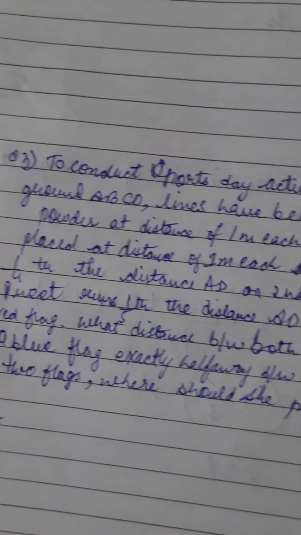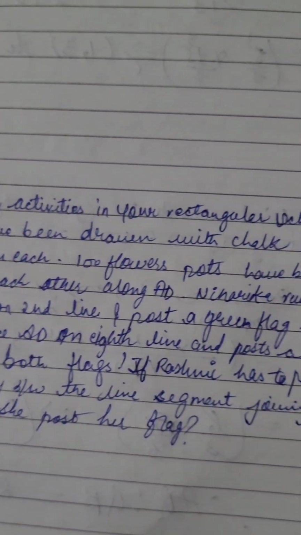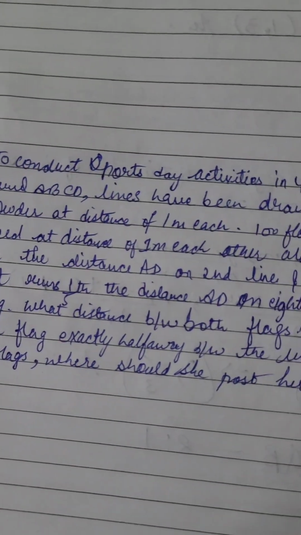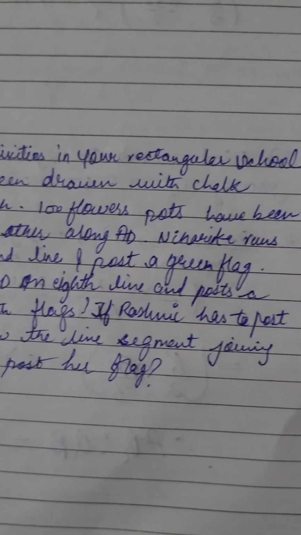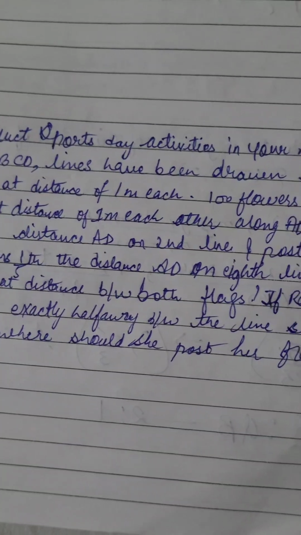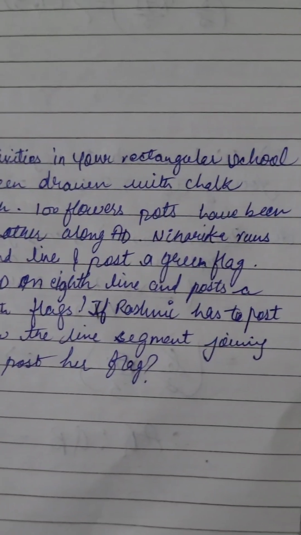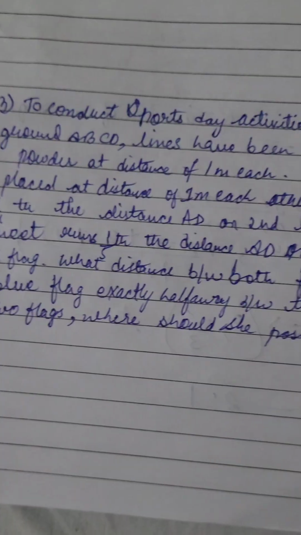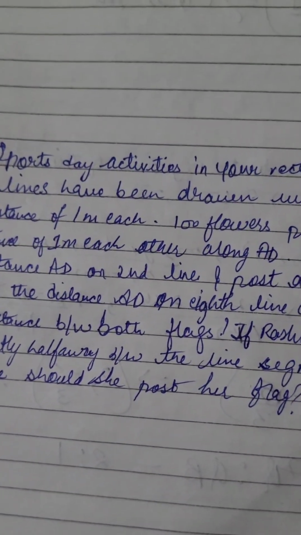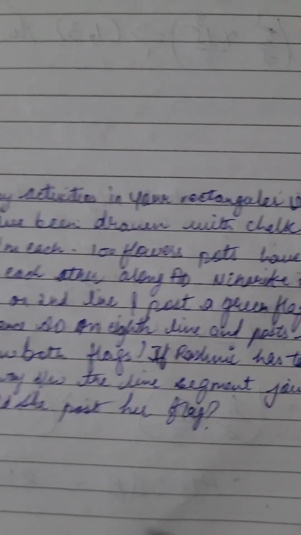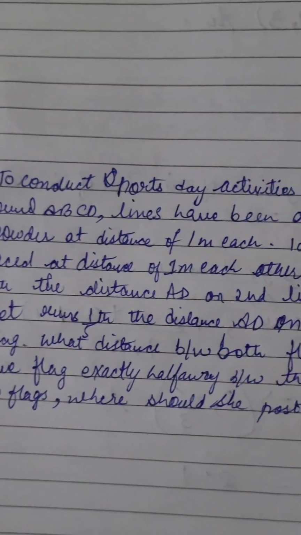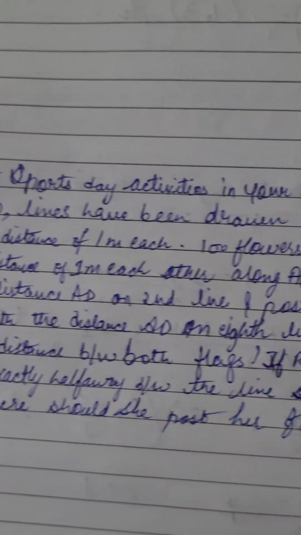Question number 3 says: to conduct a sports activity in a school playground that is of rectangular shape ABCD, lines have to be drawn with chalk powder at a distance of 1 meter each. 100 flower pots have been placed at a distance of 1 meter from each other along AD. Niharika runs 1/4 of the distance AD on the second line and posts a green flag. Preet runs 1/5 of the distance AD on the 8th line and posts a red flag. What is the distance between both the flags?